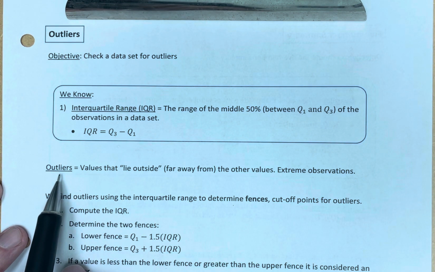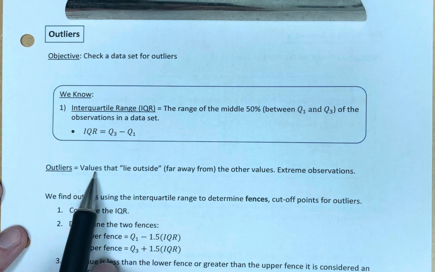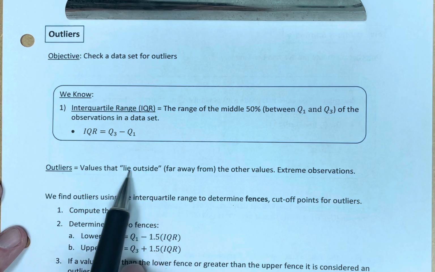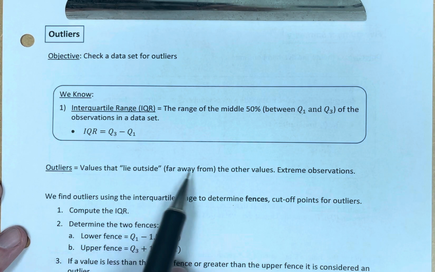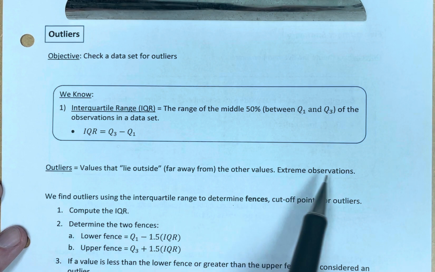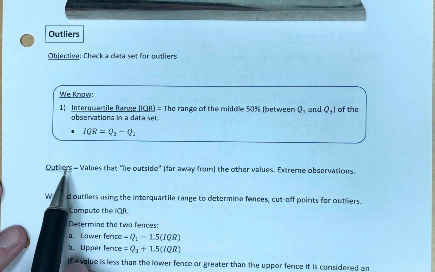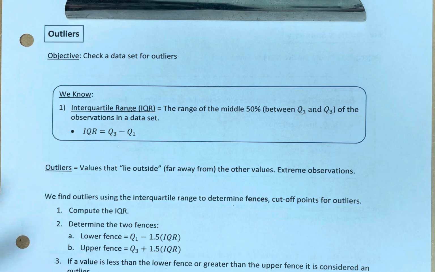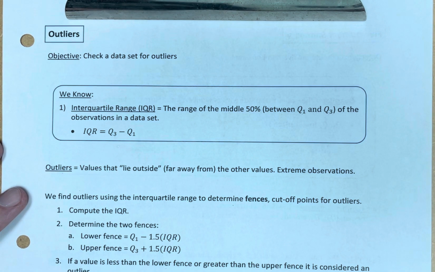What are outliers? Outliers, well, the name says it: values that lie outside or far away from the other values. They are extreme observations. An outlier is way out there somewhere, at least according to some mathematics we're going to do. It's beyond the normal data to the left or to the right, okay?